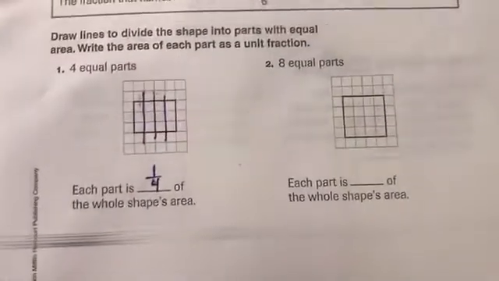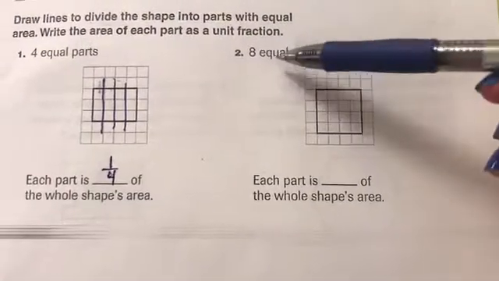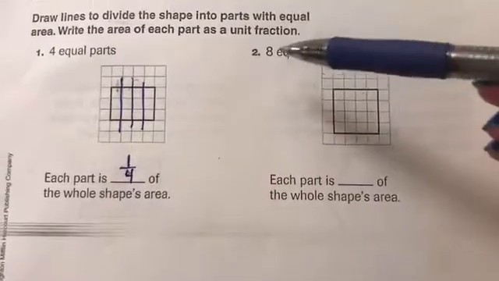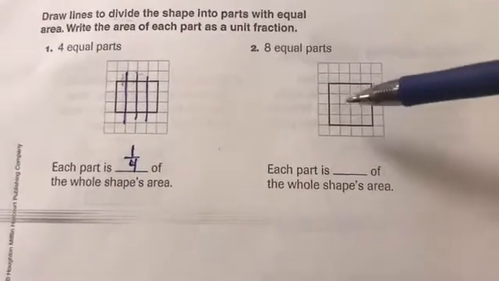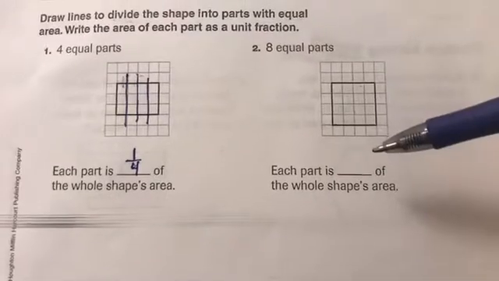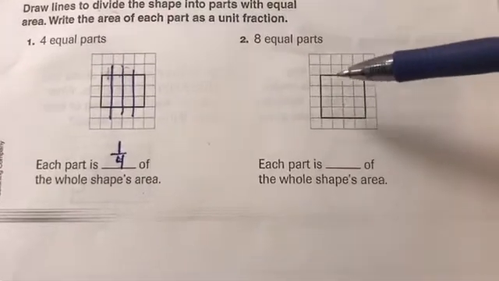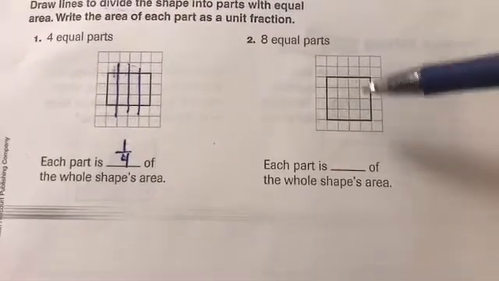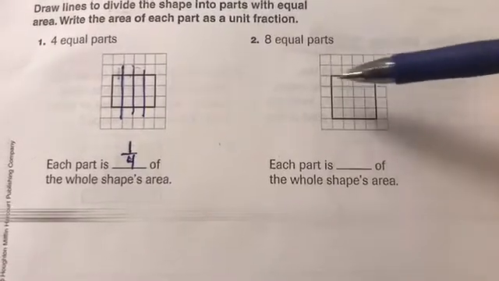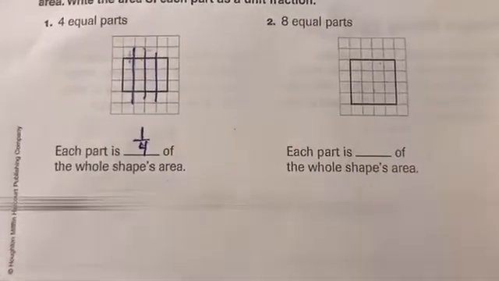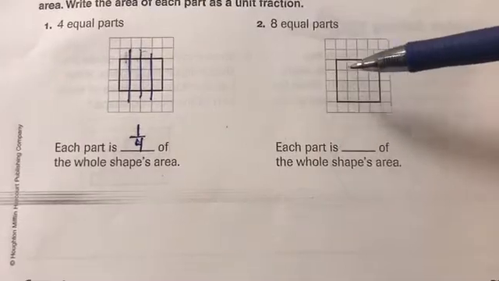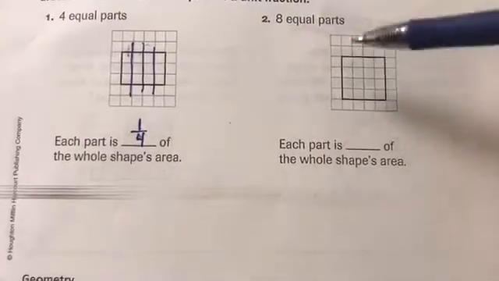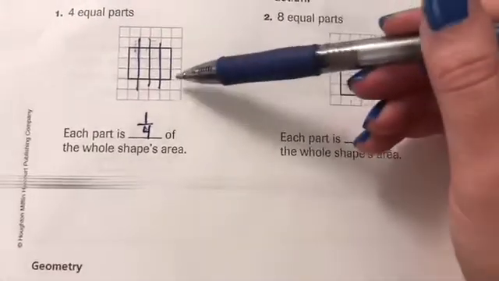Okay, let's try this one over here. I need to divide this square into 8 equal parts, and I can kind of look at it and try to draw some lines. I see we have 4 columns and 4 rows. So I can't draw lines this way or this way. That would make it really simple like this.